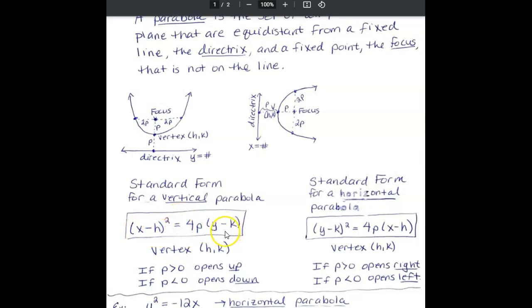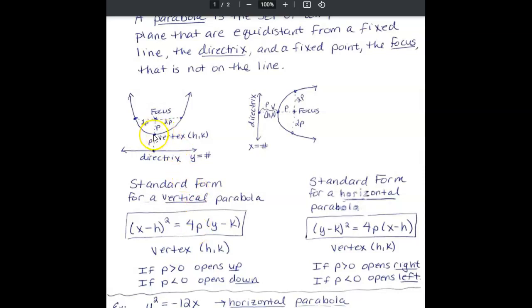Again, h is always with x, k is always with y. So the value of this coefficient is going to tell me if it opens up or down. So if p is greater than 0, a positive number, it is going to open up. And if p were negative, being a number less than 0, it would open down. So if I have a number sitting in front of this right side, I can equal that to the expression for p and then be able to solve for the value of p.